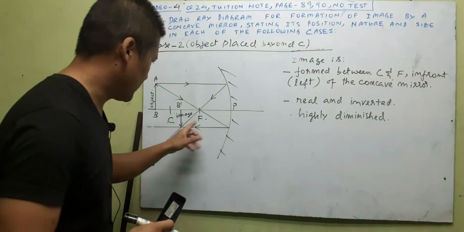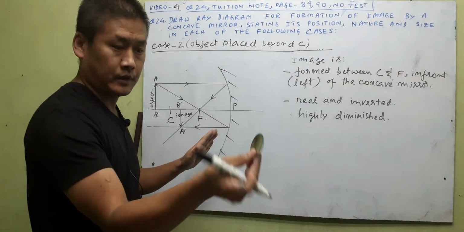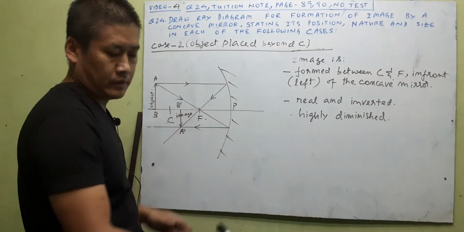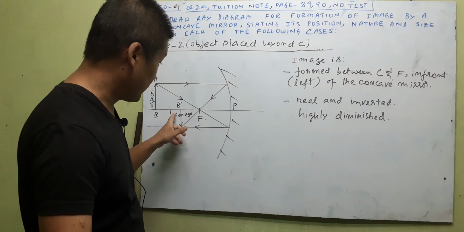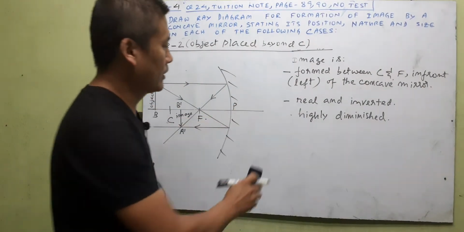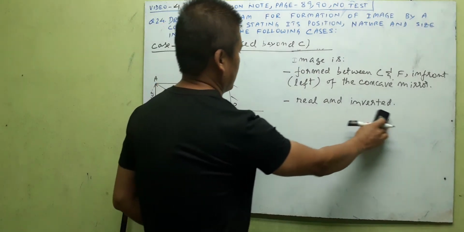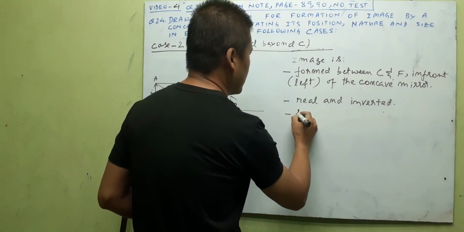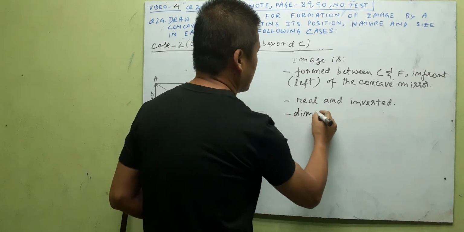See here, this is the image, the mirror is here, and the image is on the left side, in front, right? And it is exactly between F and C. It is still real and inverted, and the size is smaller than the object, so it is diminished. This time it is diminished.